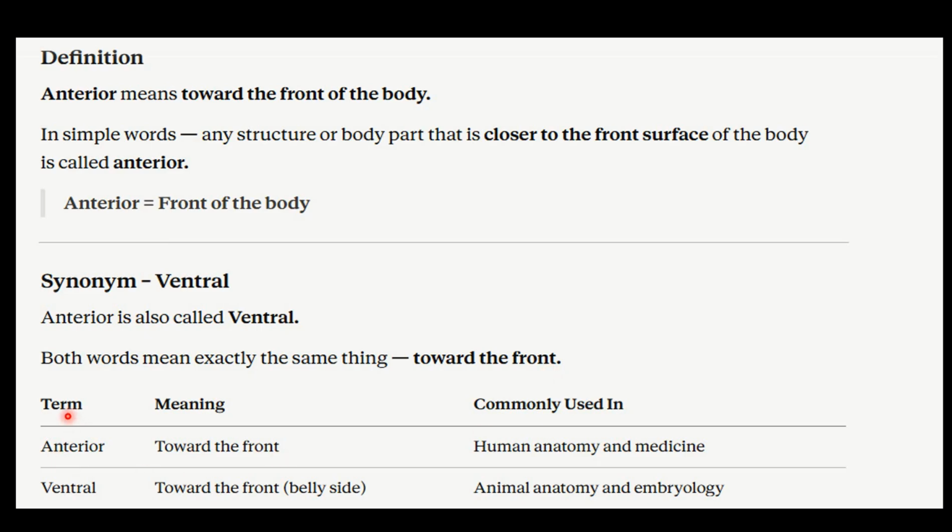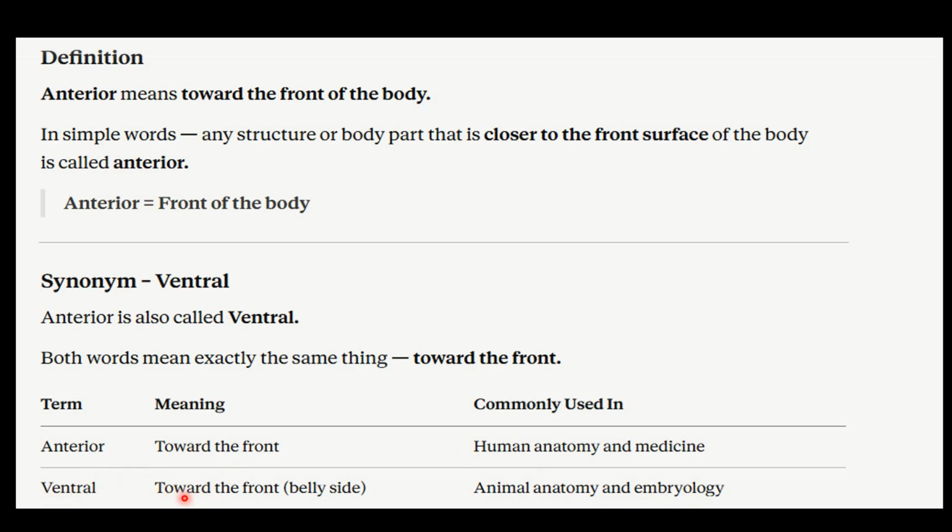So the first thing is the term. The term is anterior, which is toward the front. In human anatomy and medicine, we commonly use this term anterior. But if we talk about animal anatomy and embryology, then we use the term ventral.